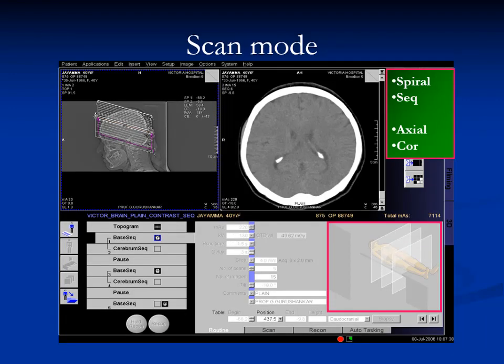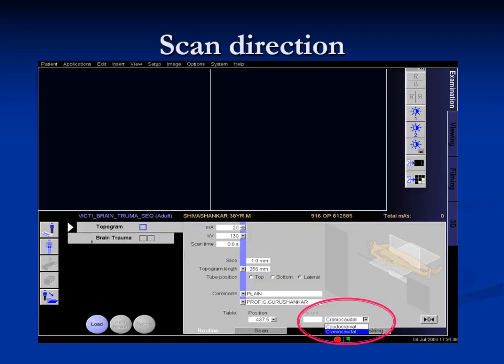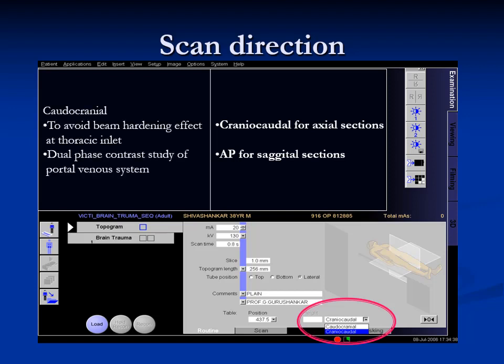Scan mode: spiral, sequential, axial, cine. Scan direction: craniocaudal for axial sections, AP for sagittal sections. Caudocranial to avoid beam hardening effect at the thoracic inlet, and for dual phase contrast study of the portal venous system.